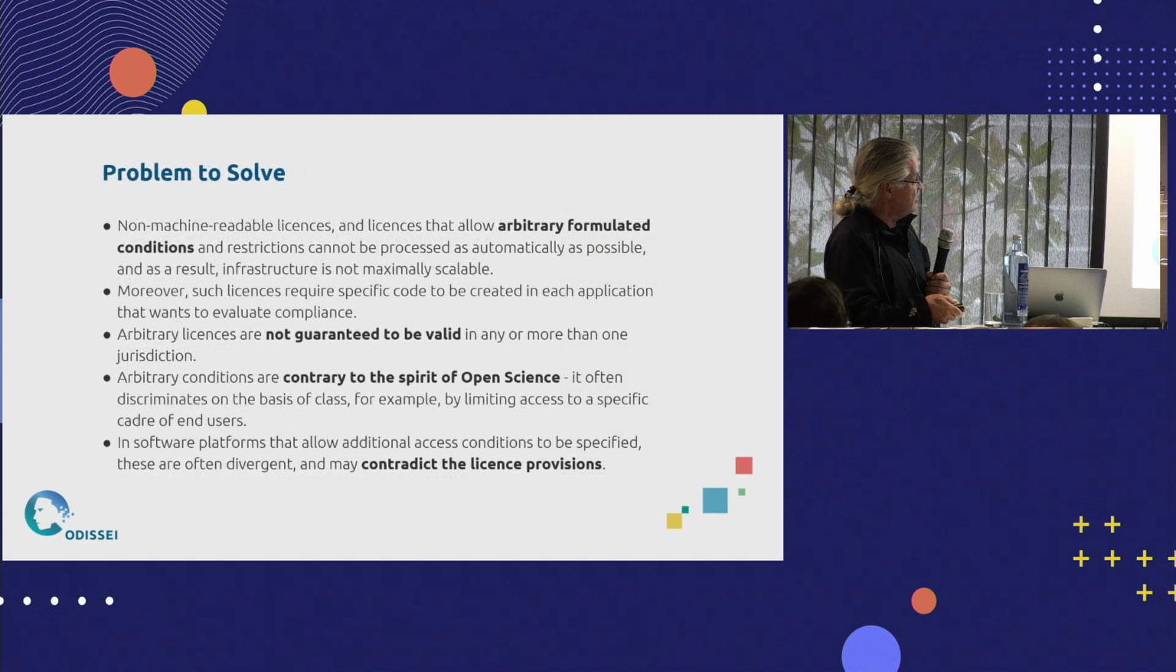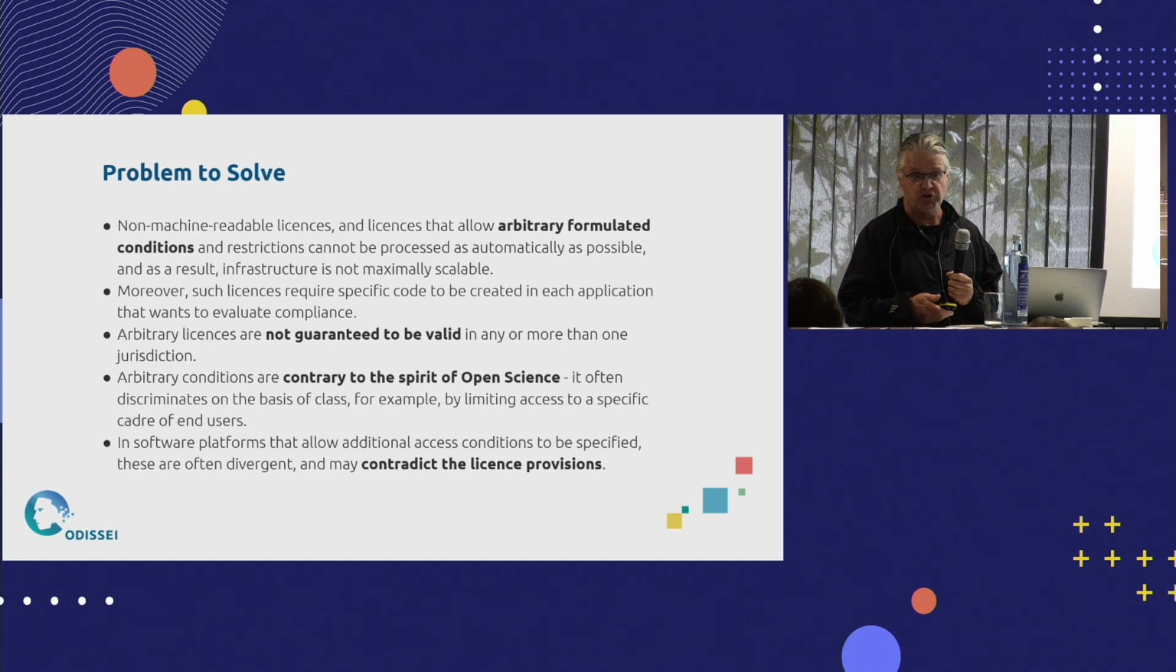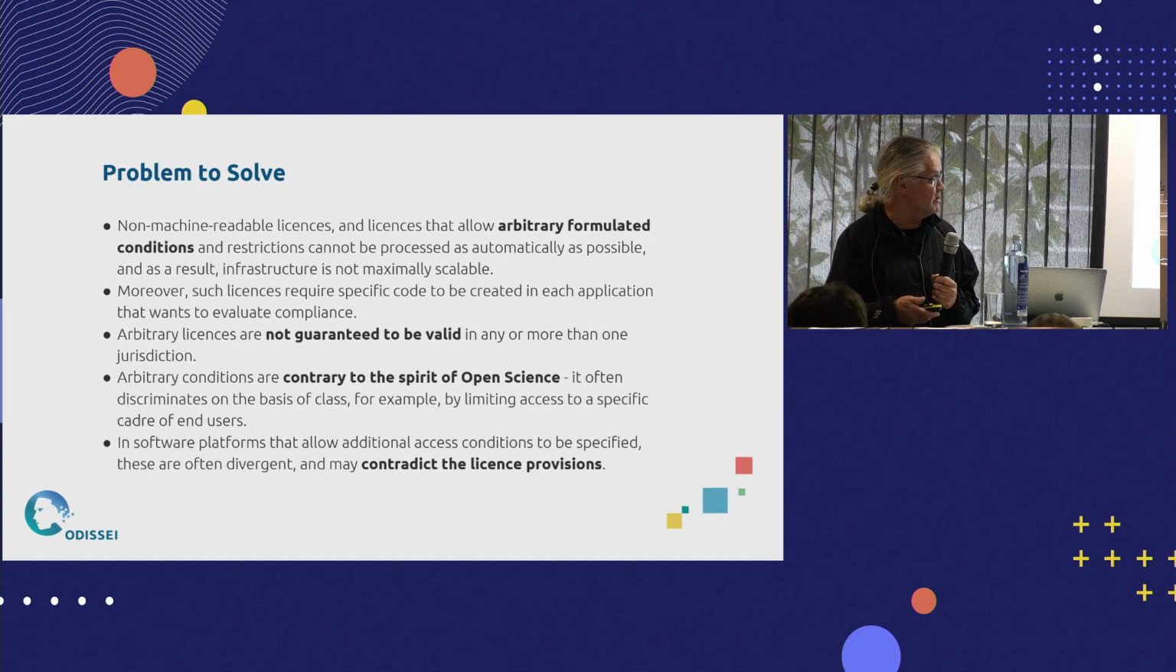So the problem to solve is that we want, amongst other things, for the conditions to be machine readable, because otherwise these things cannot be processed at scale. Some of the steps in granting access will always be manual, but there's hope at the end of the tunnel, I suppose, in terms of AI-based automation. But nevertheless, one would like to automate this as much as possible, to the maximum possible extent.